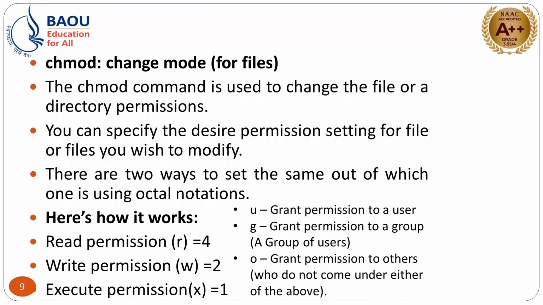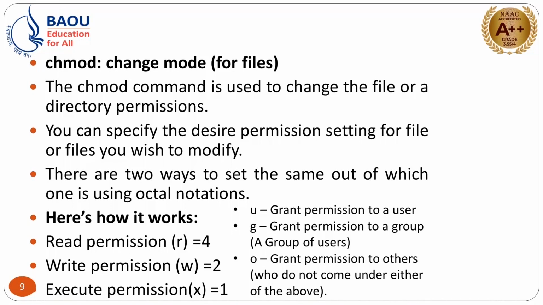So these are all the octal numbers, and you have to convert them into binary. One octal number represents a 3-digit binary number, and each individual binary digit represents some permission. If you don't want to use these octal numbers, there is another alternative.